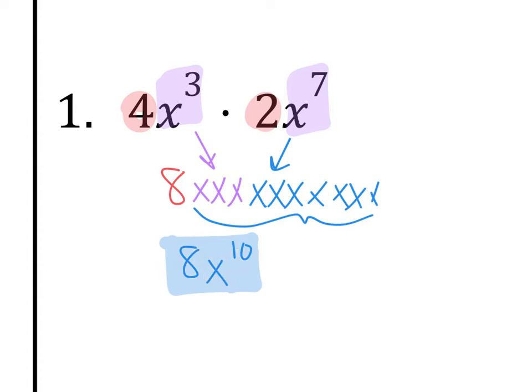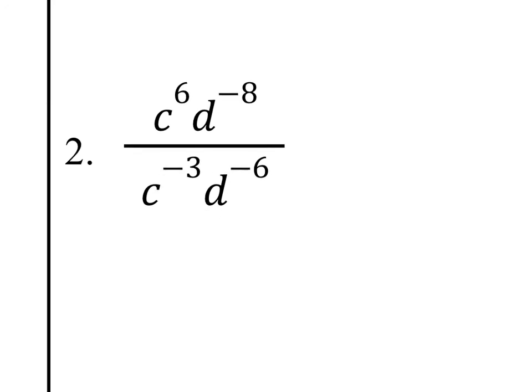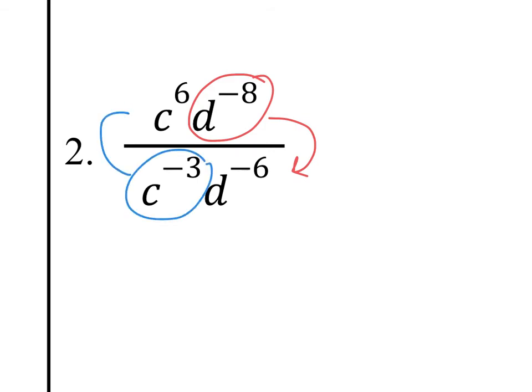All right, moving on, number 2. Number 2's got a lot of exponents with negatives. Every time you see a negative exponent, you want to flip it to the opposite side. So we'll start with d to the negative 8. That's going to go down to the bottom. This c to the negative third, that's going to come up to the top. And lastly, I've got d to the negative 6th. That's going to go up to the top.